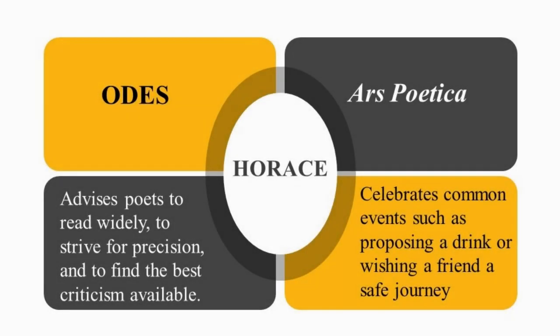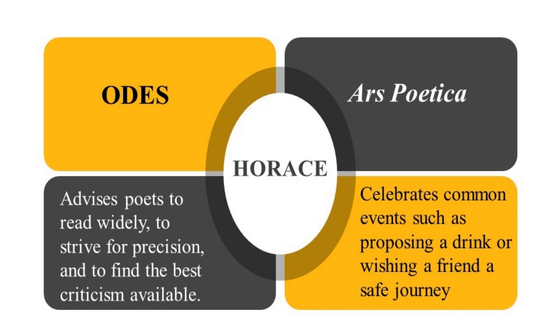Horace is popular for Odes as well as Ars Poetica. In 23 BC, the first 3 books of Odes came out, and in the final years, he wrote his Ars Poetica. Horace, as I said earlier, is best known today for his Odes, which often celebrate common events such as proposing a drink or wishing a friend a safe journey. His Ars Poetica, which was written in the form of a letter to Piso, has also had a profound influence on later poetry and criticism.